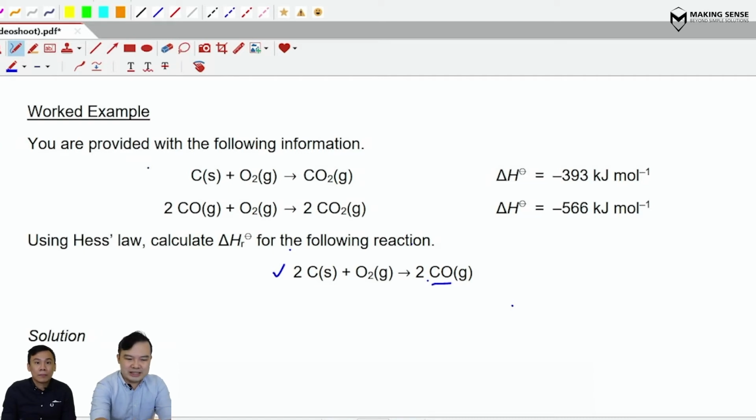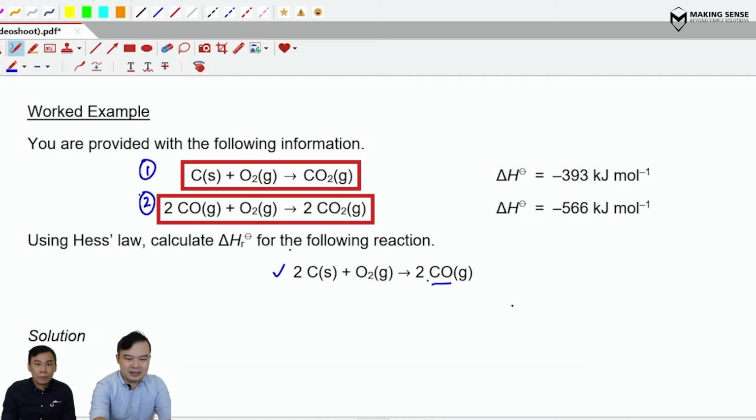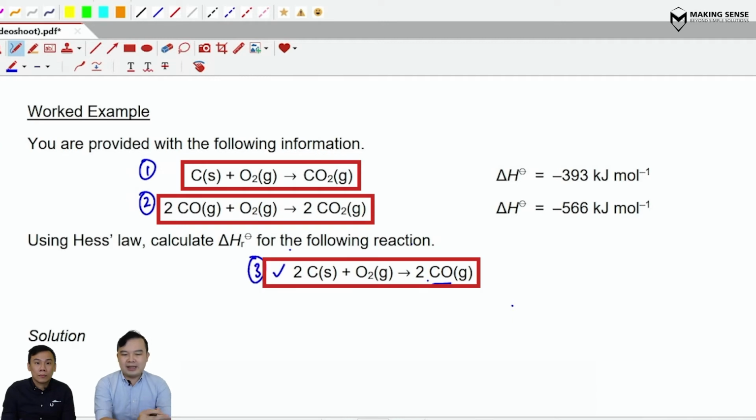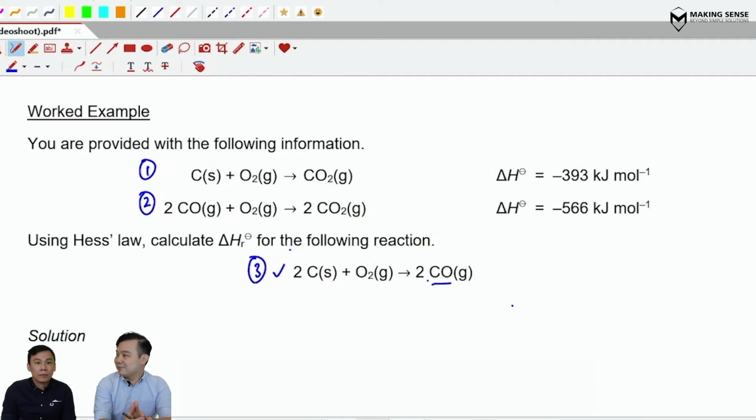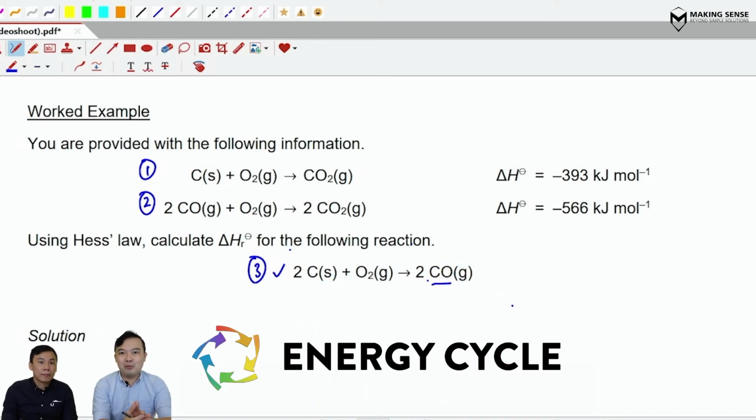So I have three equations down here. I'm going to label them so you can number them together with me, 1, 2, and 3. Now, I need to learn to connect all these three equations together. Mr. Yap, what do you think is the best way to do that? To connect them together, I think we have to draw an energy cycle. That's right. So now we are going to introduce you to the steps to drawing an energy cycle.